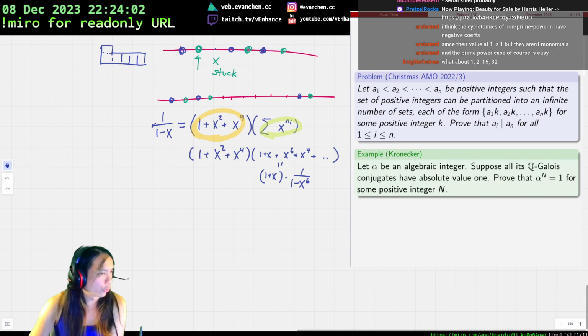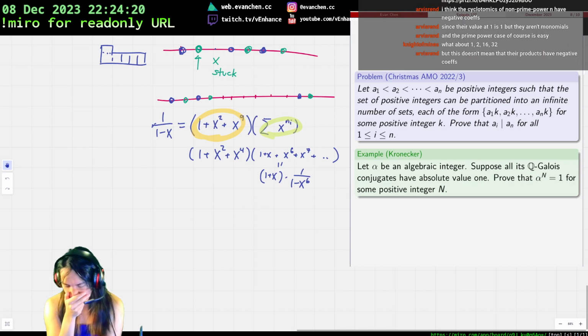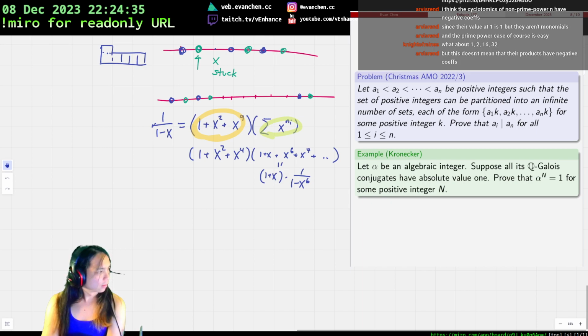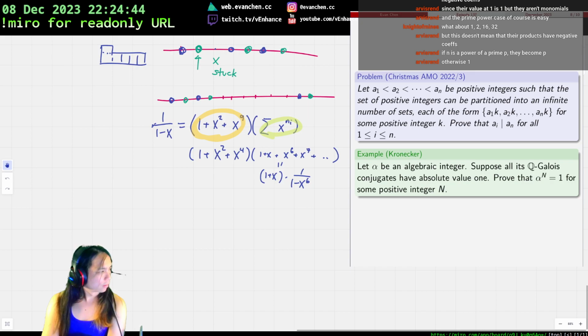Cyclotomics of non-prime power n have negative coefficients. Ah, there you go. Right, because their value at 1. No, hang on. Wait, what do the cyclotomic polynomials evaluate to when you plug in 1? I actually don't know off the top of my head. I see. Okay.